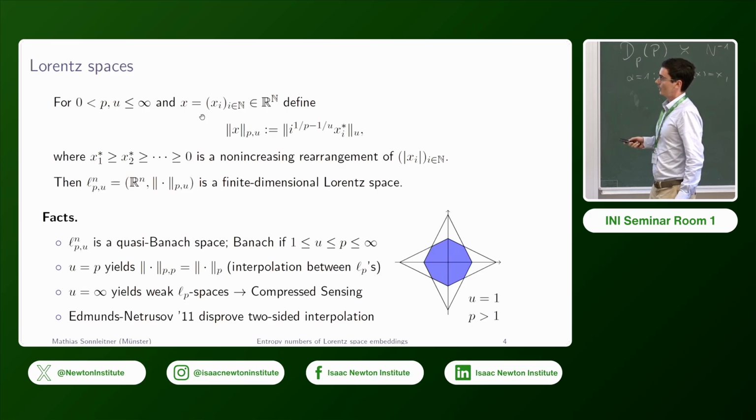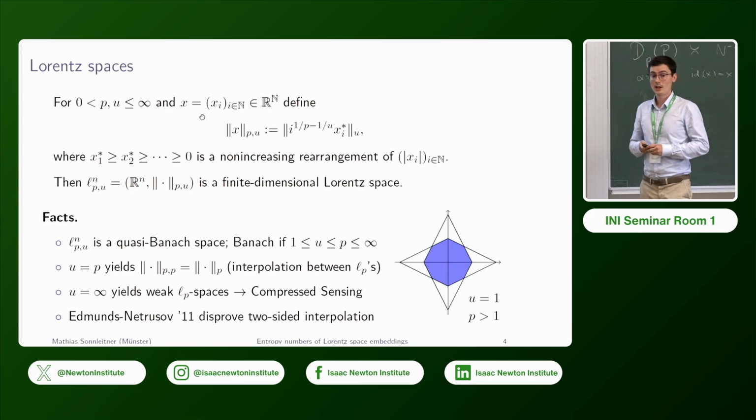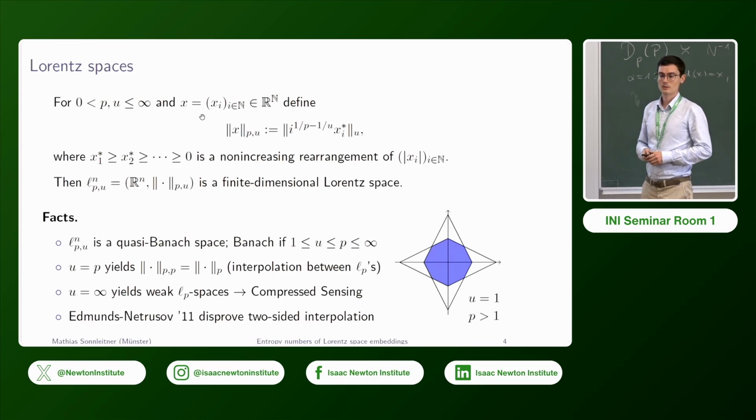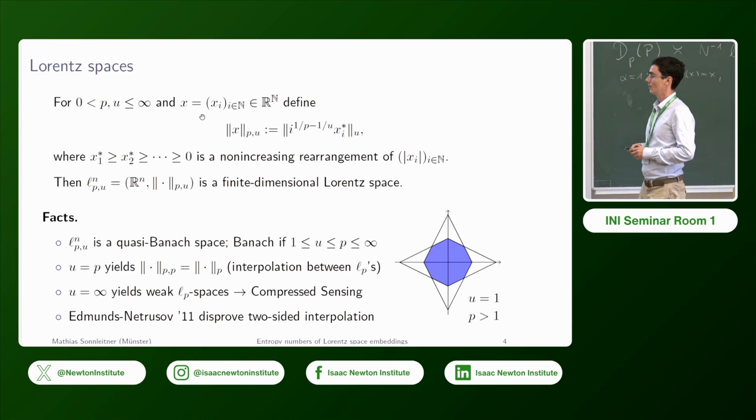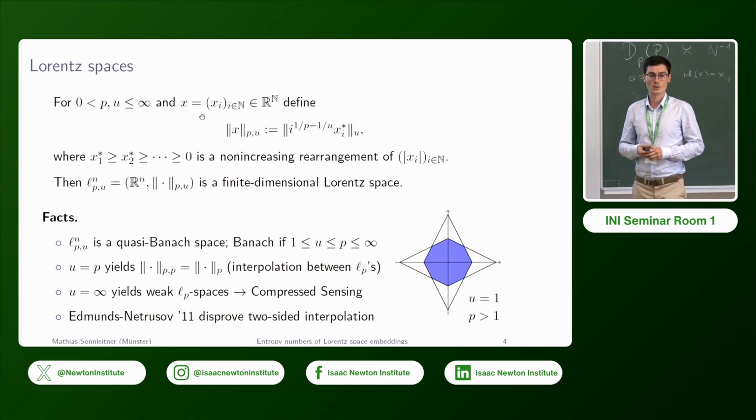And in fact, in the special case u equals p, you obtain the LP spaces. This is why they are a generalization. And in fact, they interpolate between LP spaces. So you obtain the Lorentz spaces by real interpolation from LP spaces. This property also makes them very tractable with respect to entropy numbers or other s-numbers, because you have interpolation properties. Another special case, u equals infinity, yields the so-called weak LP spaces, which are also used in compressed sensing. You know something about your signal, that it decays, for example, in some basis as a polynomial.